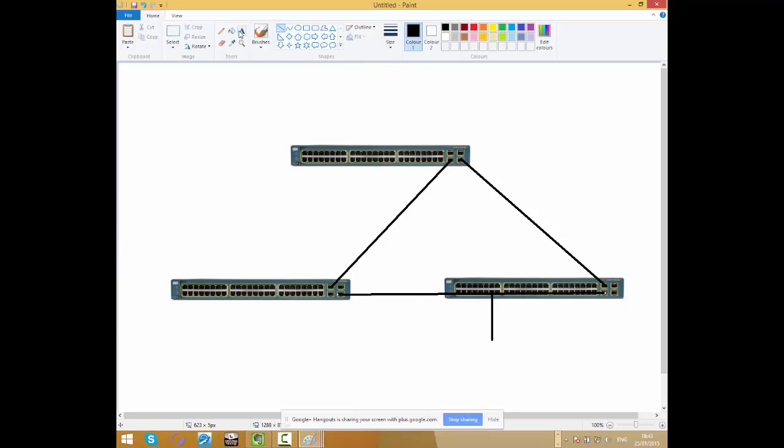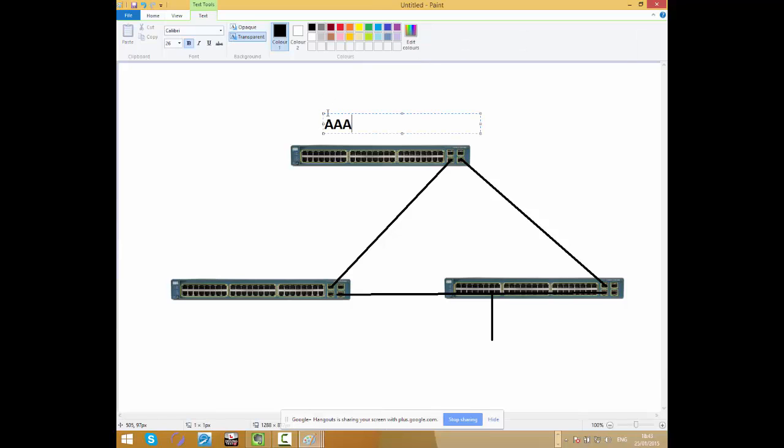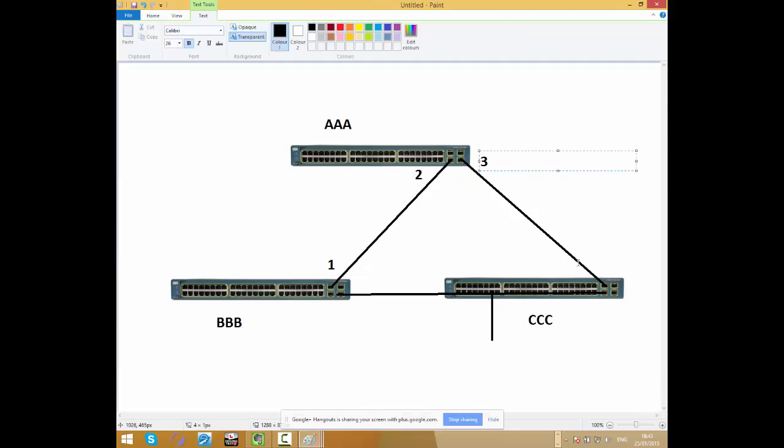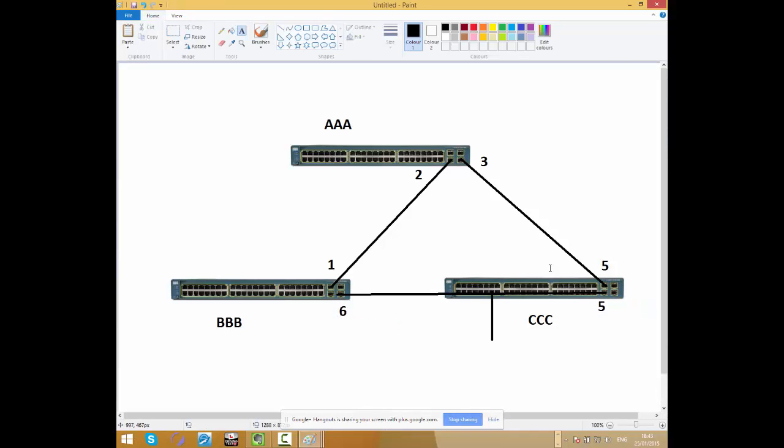So okay, here's the little short test I want to do. MAC address AAA, MAC address BBB, MAC address CCC. It's just to test. We're not going complex, but you understand anyway. So let's say this is port 1, this is port 2, this is port 3, this is port 4, this is port 5, and this is port 6. Oh, sorry, I've got 1, 2, 3, I missed 4. So let's get rid of this one and put 4 there, and then 5, and then 6 here.